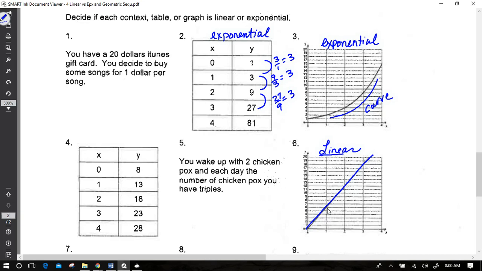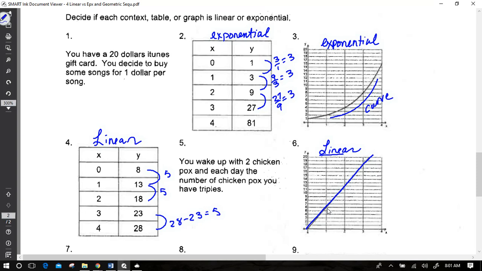All right. Now let's look at number 4. If I, again, try subtraction, 23 minus 18 is 5. And then 13 minus 8 is 5. So I'm doing this by subtraction. 28 minus 23 is 5. So if I can find a common difference, then it's linear. So I do want to add this note here, okay?